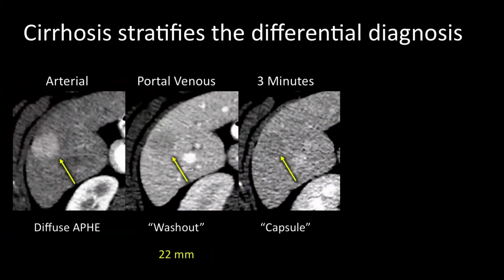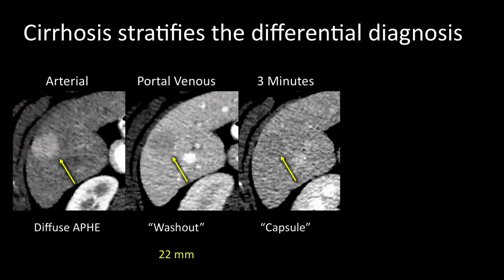And to illustrate that, I present this 53-year-old woman who has an observation in her liver, and this particular observation measures 22 millimeters. This lesion has diffuse AFI. Now, I know I haven't yet defined diffuse AFI, but trust me, this is diffuse AFI. And this lesion washes out to become darker than liver. And on the delayed images, you can see this faint rim of enhancement, which is sometimes known as an enhancing capsule appearance, or capsule in quotation marks.